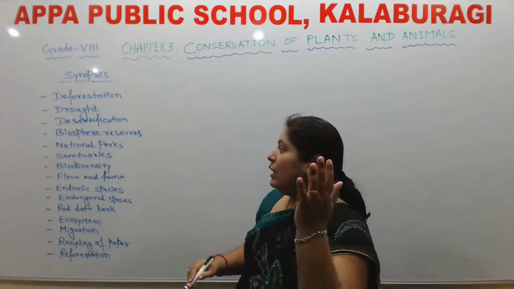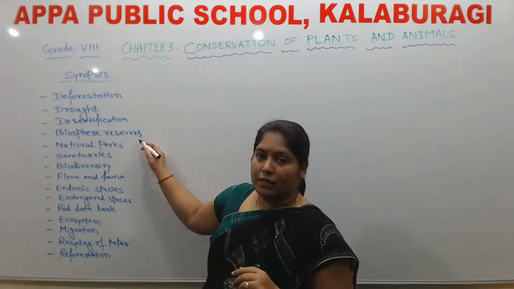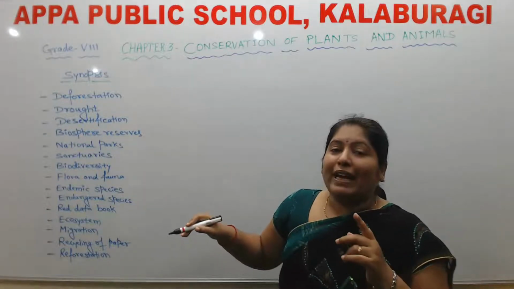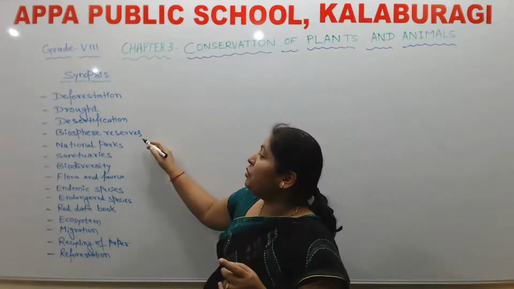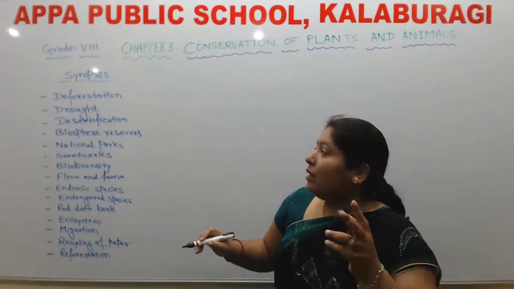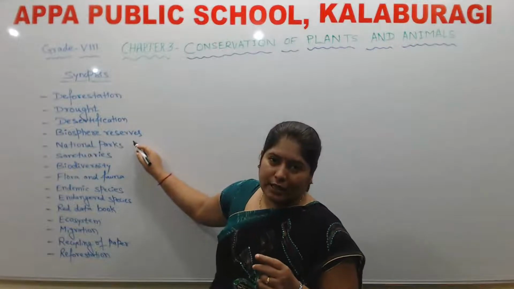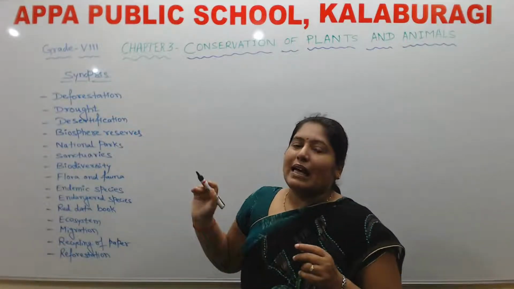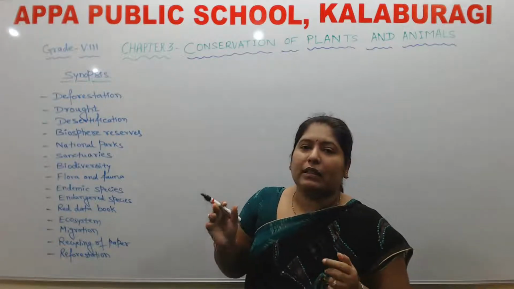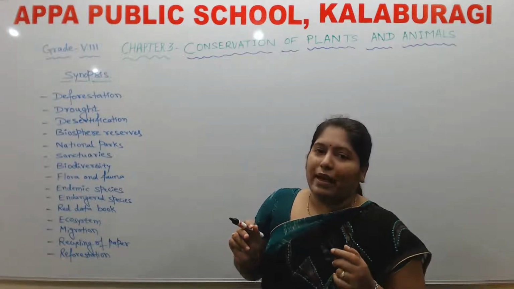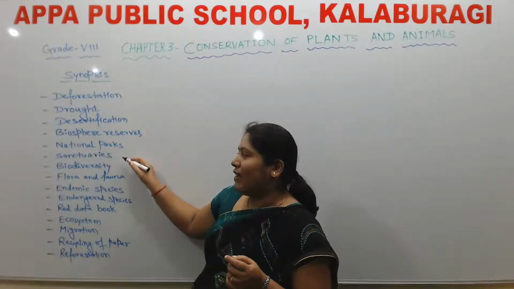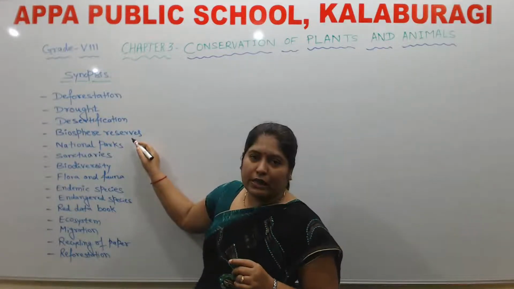Next is biosphere reserves. We know that these kinds of natural disasters may happen, so we have to preserve or conserve plants and animals through biosphere reserves, sanctuaries. These are the protected areas through which we protect animals as well as plants. The national parks and the sanctuaries we study under biosphere reserves only.